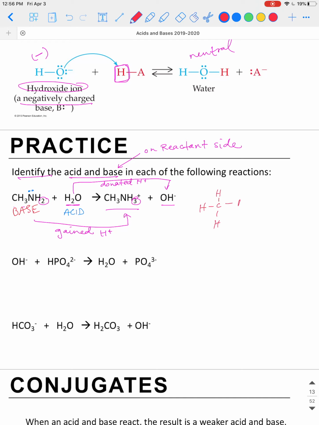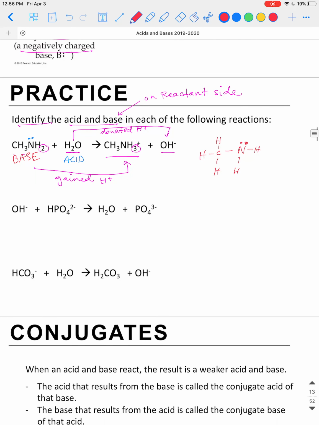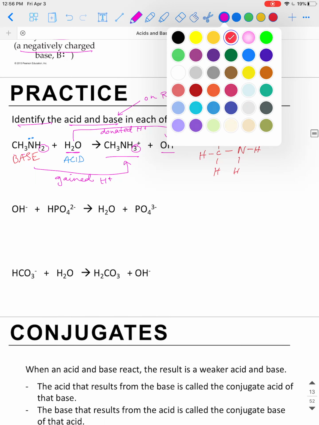If we draw out the Lewis structure for CH3NH2, let's make sure we've got a lone pair here. We know nitrogen in any Lewis structure has 3 bonds. It could be a double or a triple bond. And it has a lone pair. And so there's that lone pair on nitrogen that's going to accept the hydrogen from water.